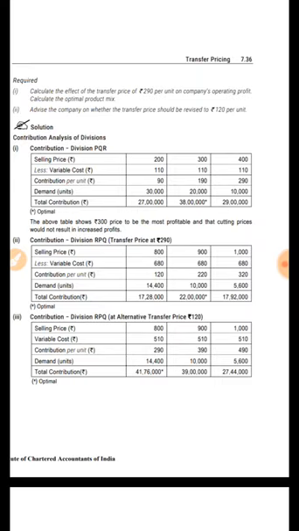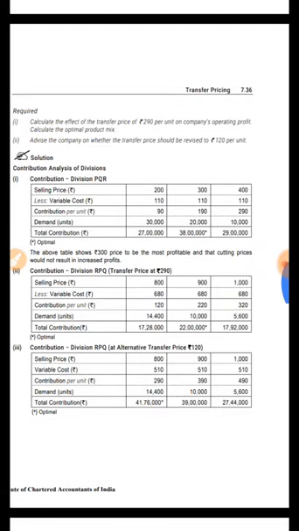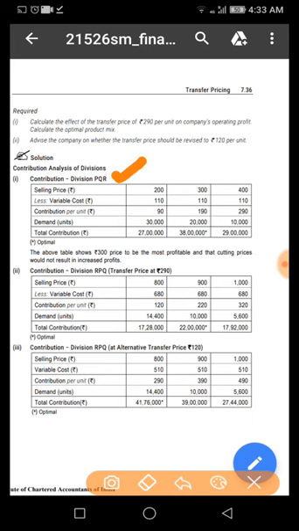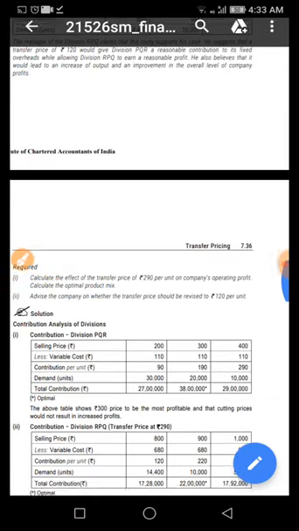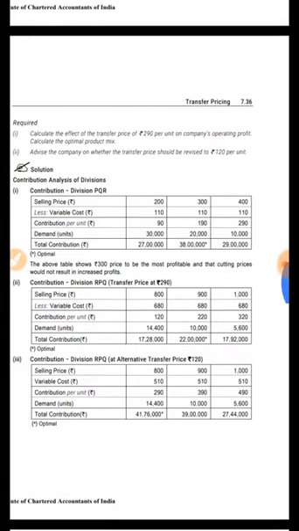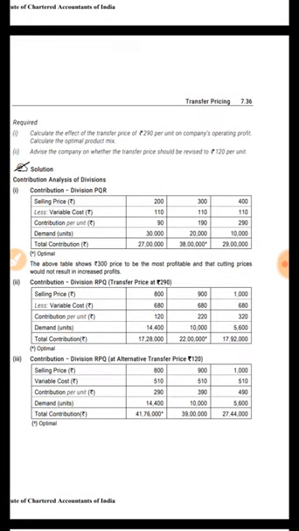So by seeing this, what we can conclude is, if we see this division PQR, then division PQR will select this 20,000 units only. Okay. And if we see division RPQ, it will also select 20,000 units. Sorry, it will select 10,000 units for receiving. Okay, because that is the highest.